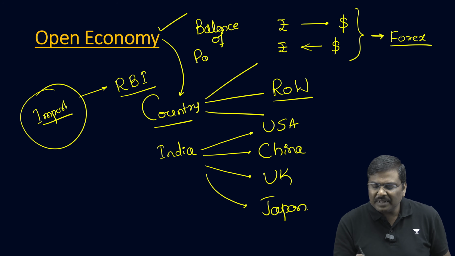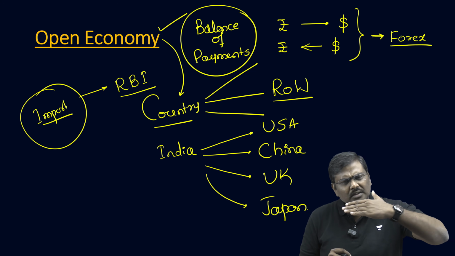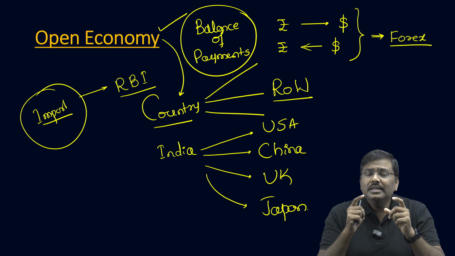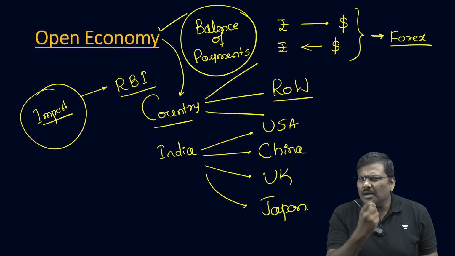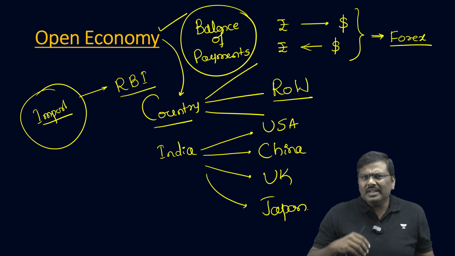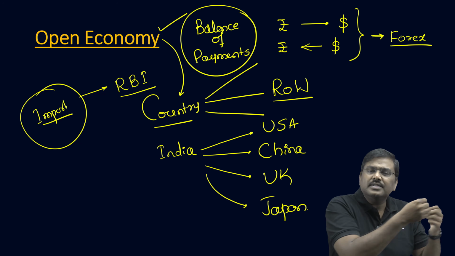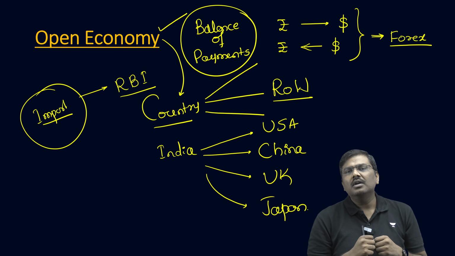Is it okay? I'll repeat the statement again. The record of all of these transactions that will either lead to inflow of currencies into India or outflow of currencies from India, these are called balance of payments. And looking at the balance of payments, you can understand whether India overall is liable to pay dollars to the rest of the world, or India has to receive dollars from the rest of the world.